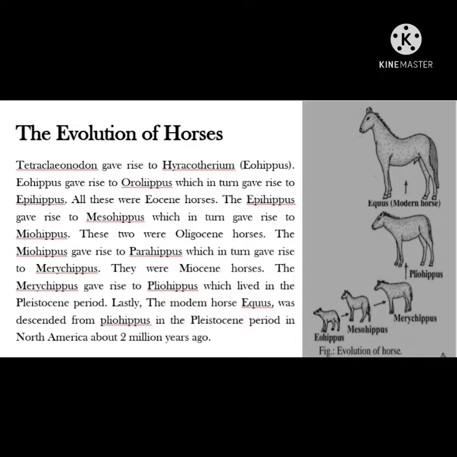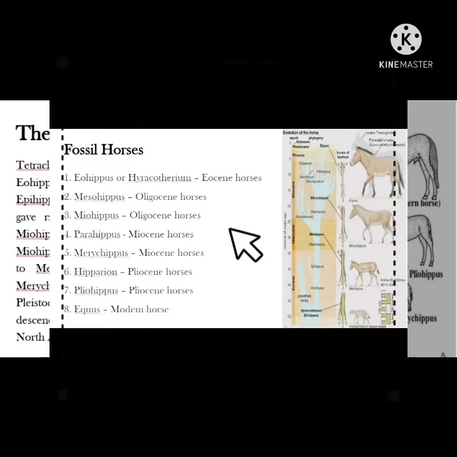Tetraclaenodon gave rise to Hyracotherium or Eohippus, which then gave rise to Orohippus, which in turn gave rise to Epihippus. These three arose in the Eocene period. The evolution continued to Mesohippus, Merychippus, Pliohippus until it reached the current form of horses, which are the Equus.